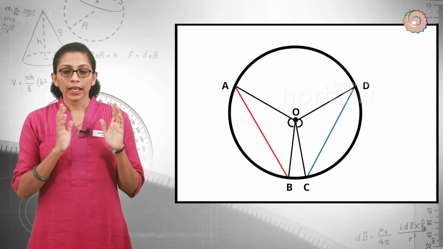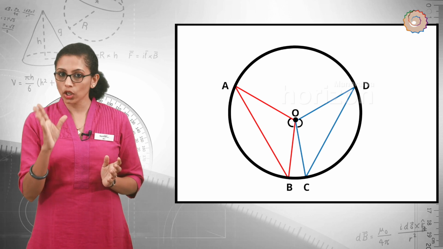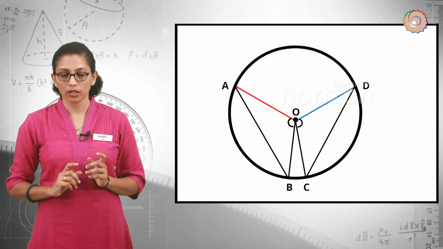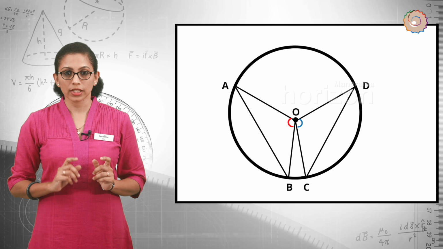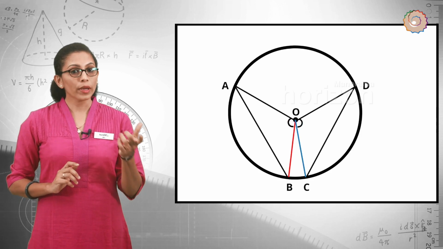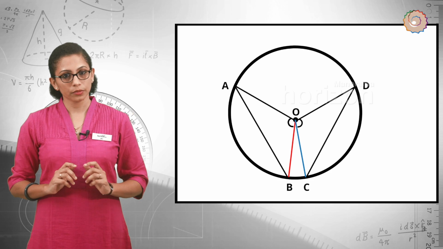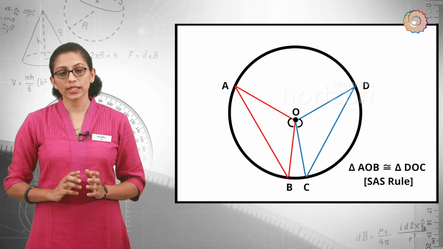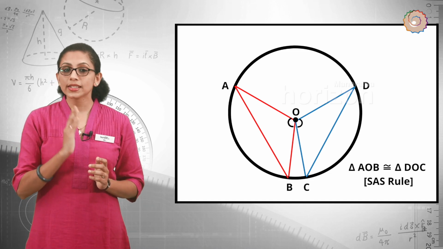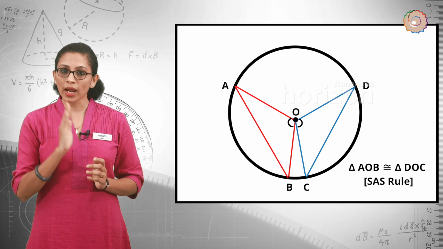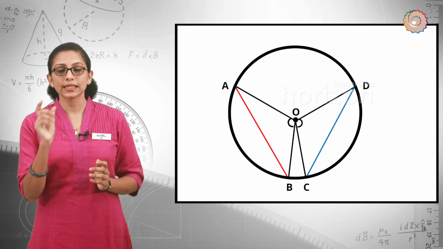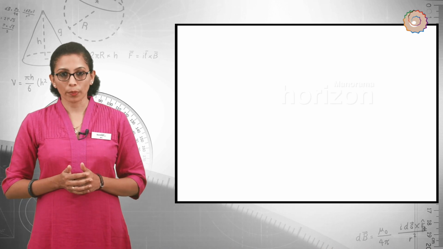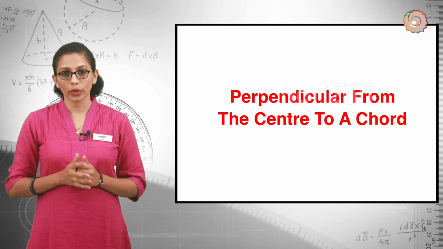What is the proof? In triangle AOB and triangle DOC, OA equal to OD. What is the reason? Radii of the same circle. Angle AOB equal to angle DOC. It's a given data. Now OB equal to OC, radii of the same circle. Again we can say the triangle AOB is congruent to the triangle DOC by SAS rule, that is side, angle, side. Therefore by CPCT we can say AB is equal to CD. Hence proved.